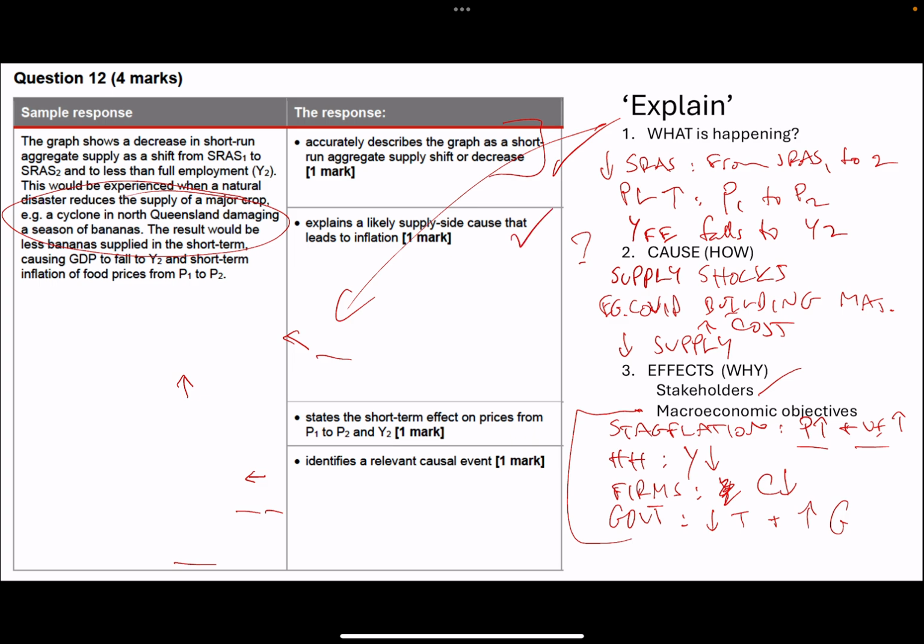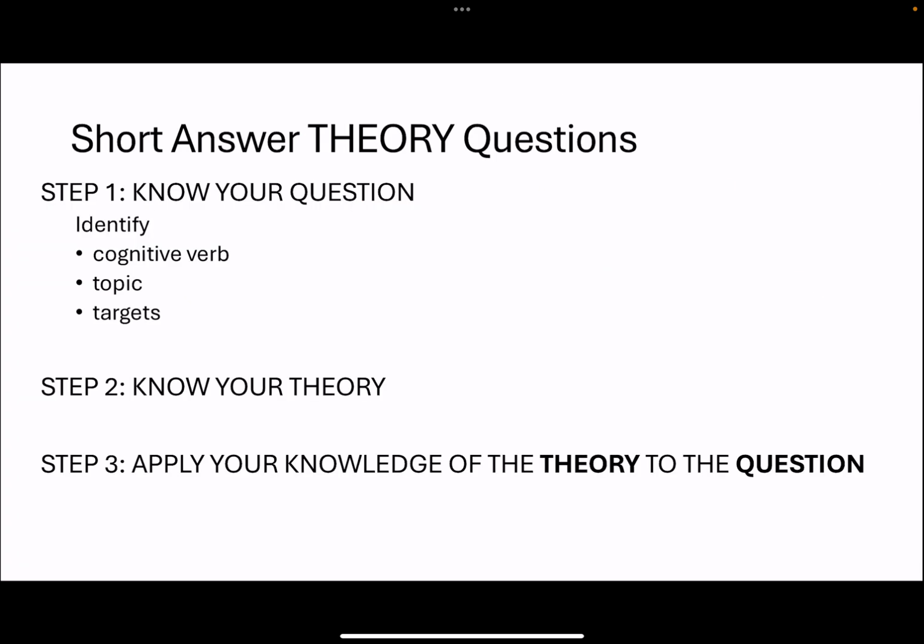I've looked at the short-term effect on prices. We see the prices rise from P1 to P2, and we see the fall in employment. And I can then think about a relevant causal event. Well, I've actually here given an option of maybe looking at 4 or 5, so I've definitely done that. Pause it there, have a read through the exemplar, check what you think, and then move on.